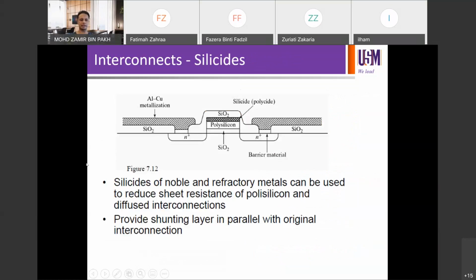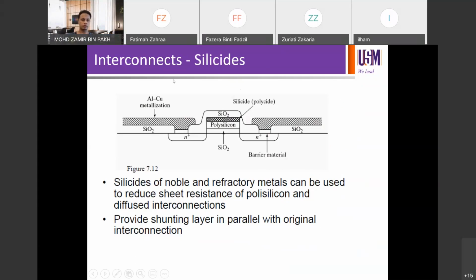So this is silicide. Silicide of noble and refractory metals can be used to reduce sheet resistance of polysilicon and diffused interconnections. You will encounter later on in your device a sheet resistance problem, whether it's on the IC or solar cells or LEDs or some other devices. Sheet resistance is one of the most important parameters that you have to know. If you talk about silicon, then silicide is one of the main parameters that's crucial to ensure that you have low sheet resistance in the device.